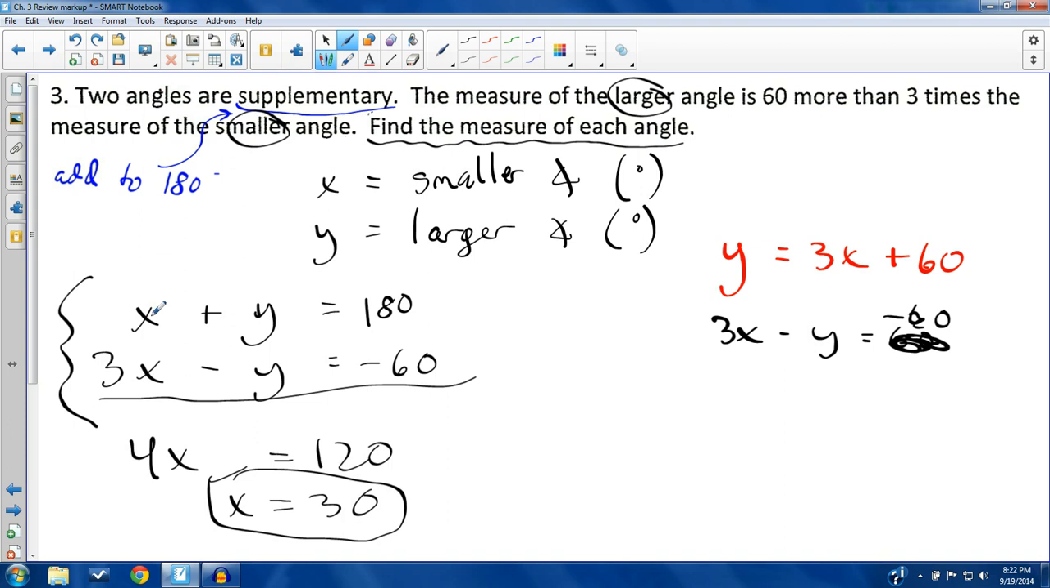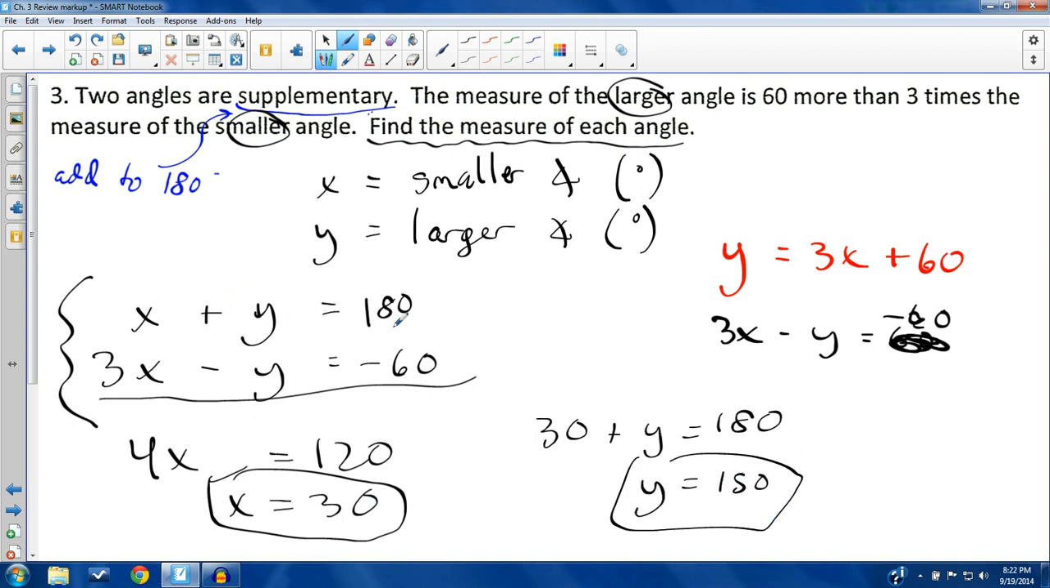Okay, plug in 30 for x. I'll do it in this one. When in doubt, use smaller ones. 30 plus y equals 180. Subtract, and we'll get y equals 150. And that makes sense. 150 plus 30 is 180. And y is the larger angle. And make sure that works in that one as well. You'll be set to go.